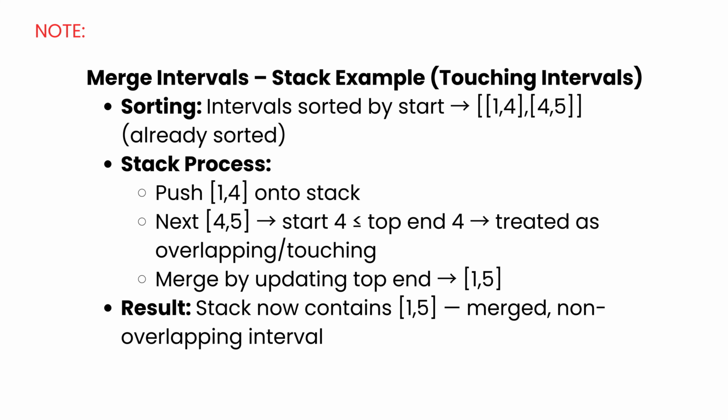Now we scan through and use a stack to build the merged result. We push [1, 4] onto the stack first. Next we look at [4, 5]. Its start is 4, and the end of the last stacked interval is also 4. Since the condition for a new interval is interval[0] greater than last end, and here 4 is not greater than 4, these two intervals are treated as overlapping/touching, so we merge them. We update the end to the max of 4 and 5, turning [1, 4] into [1, 5].